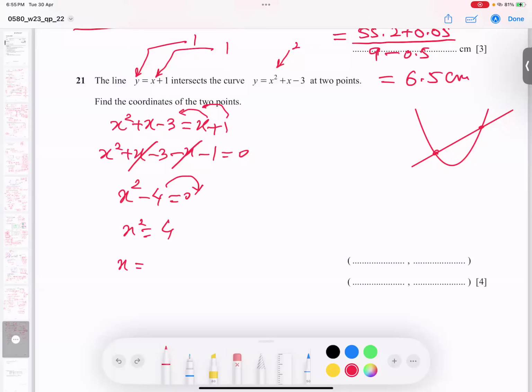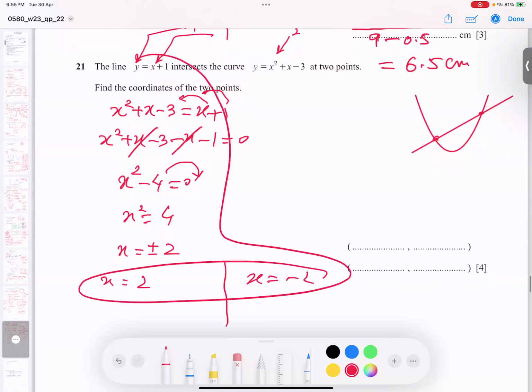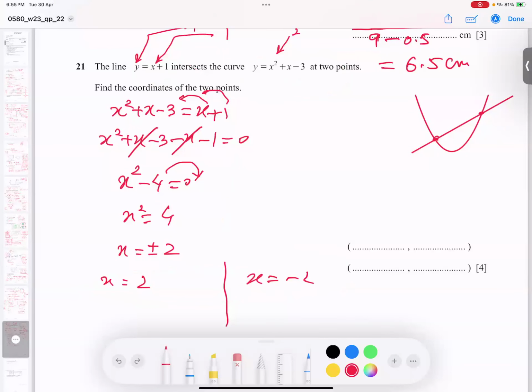But anyway, whenever I take a root, students write only 2. Please don't make this kind of mistake. You must write plus and minus. Okay, I got 2 x values. Students, 1 is positive 2 and 1 is negative 2. Both values I will plug in here or here. But here is a little complicated, so I will plug in here.